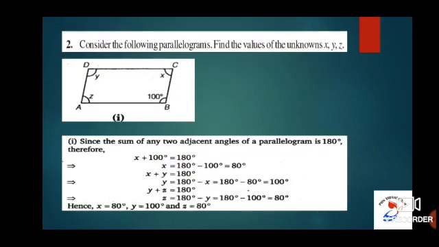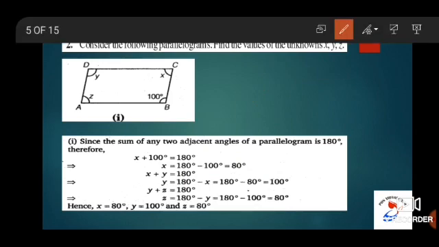Question number 2. It is a given parallelogram. In the given parallelogram, you have to find out the unknown values of x, y and z. We have already discussed the properties of parallelogram. With that, we can start this problem. The sum of any two adjacent angles of parallelogram is 180 degree. Therefore, x plus 100 is equal to 180 degree. Therefore, the value for x is 180 minus 100, that is equal to 80 degree.